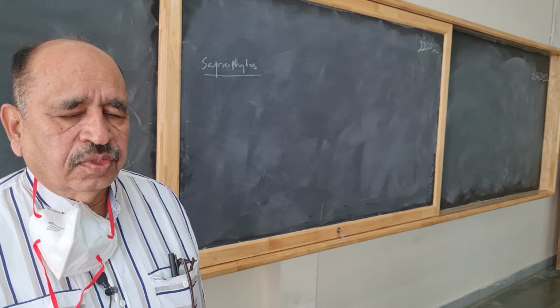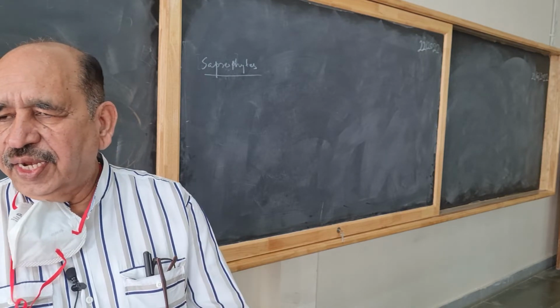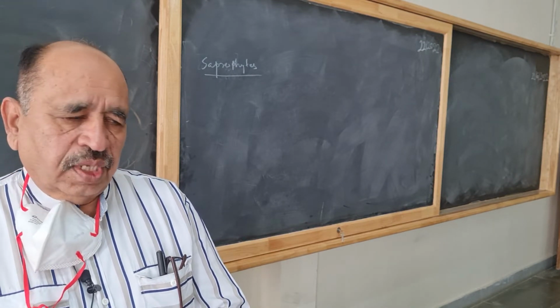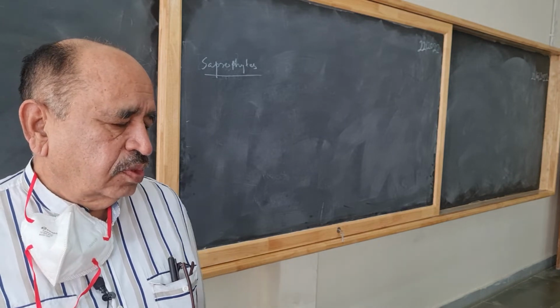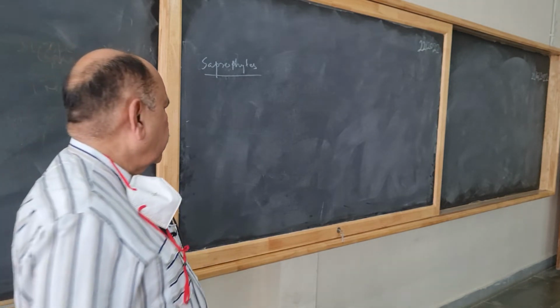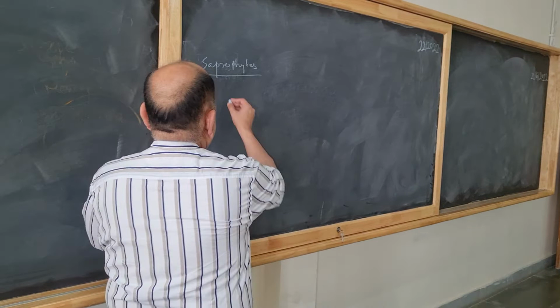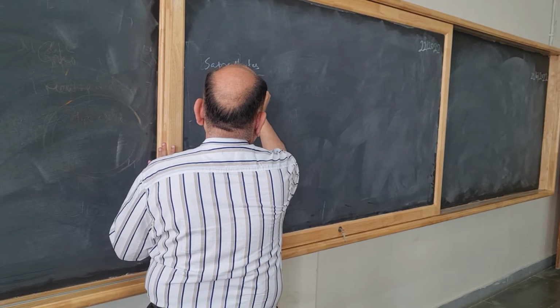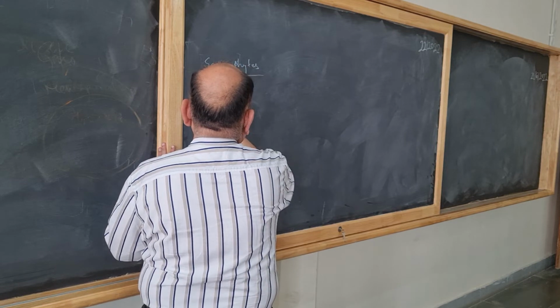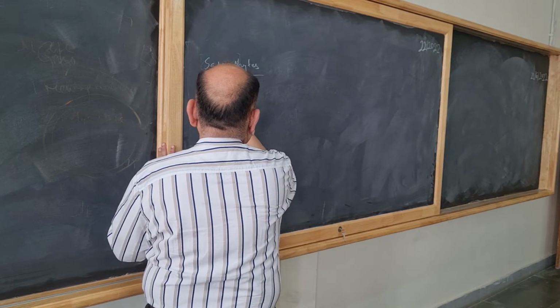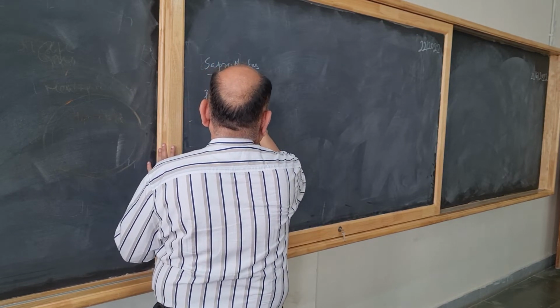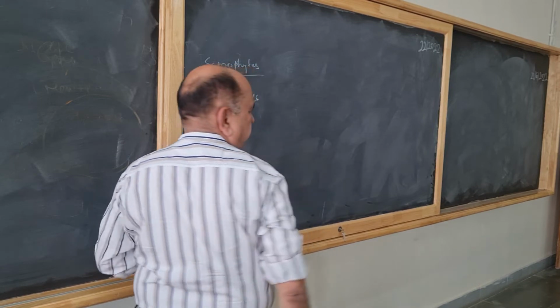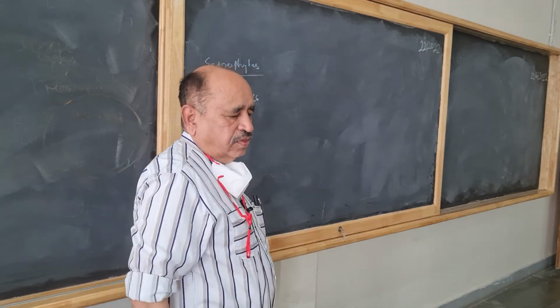Saprophytes thrive on the dead and decaying matter. Usually they grow less than, and they are also called psychrophils.